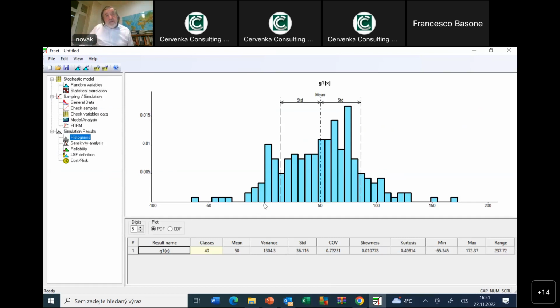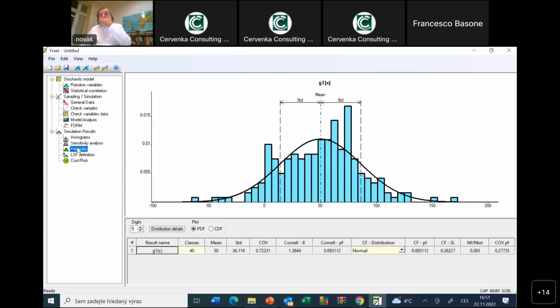I am interested in the probability that the function is negative, so it means the integral below 0. So I click on reliability, right? And I can see now the reliability window, where again there are mean value, standard deviation, coefficient of variation, Cornell safety index, which is mean value divided by standard deviation. So it's based on Gaussian distribution. Cornell failure probability is here 0.3 to the power of -2, right?